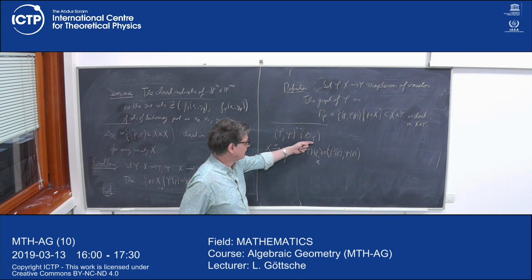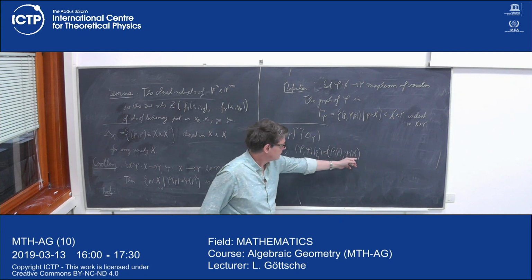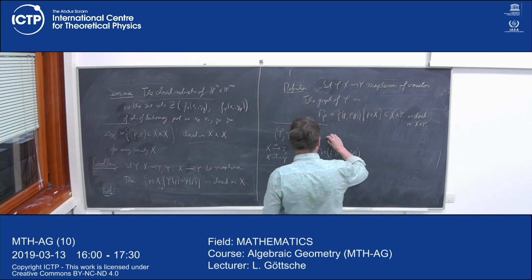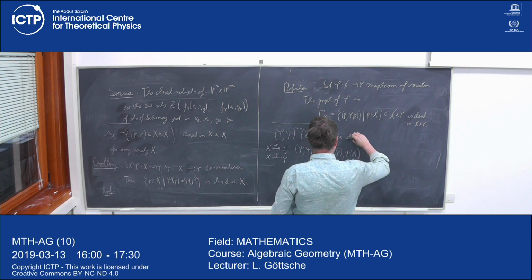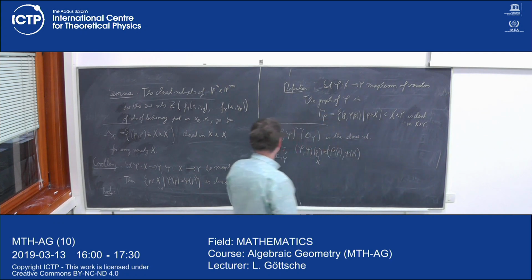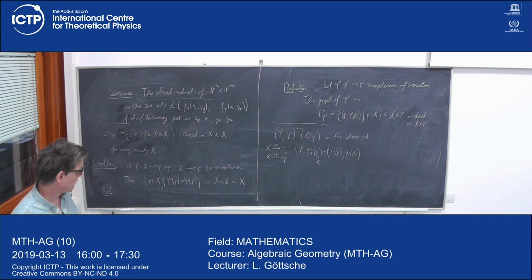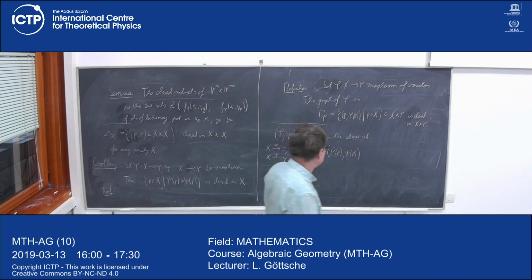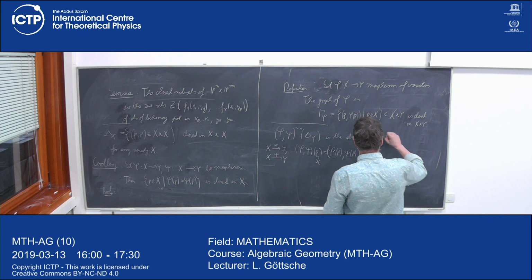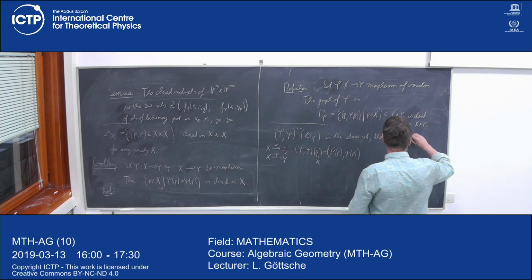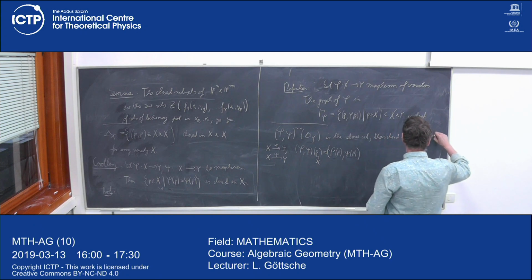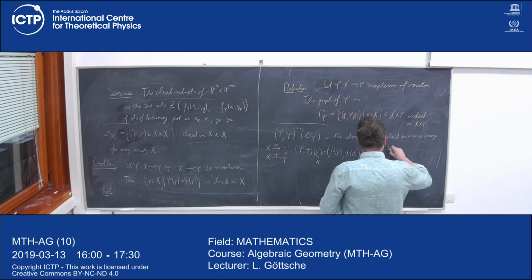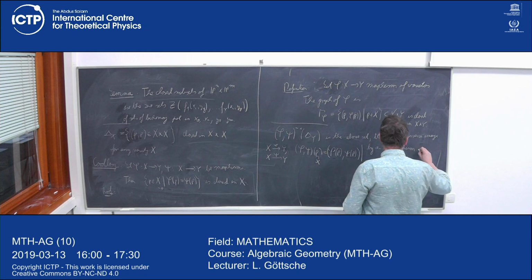What is the inverse image of the diagonal? The diagonal is the set of points where phi of p and psi of p are equal. So this is precisely the above set, and so it is closed, because it is the inverse image under a morphism of a closed set, the diagonal, which is closed in Y times Y.